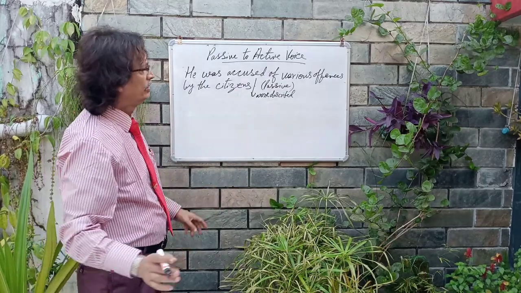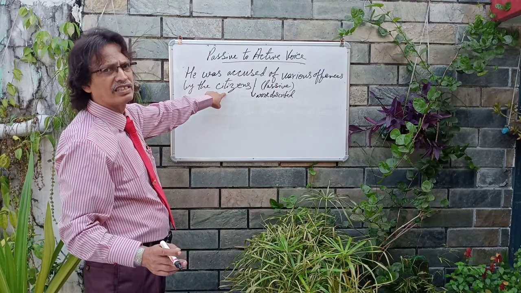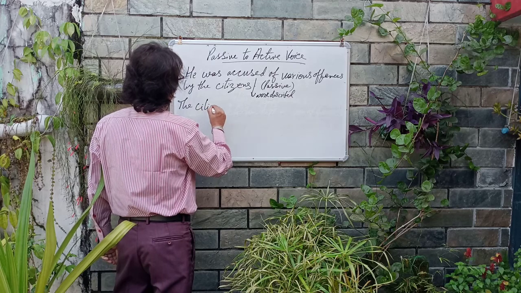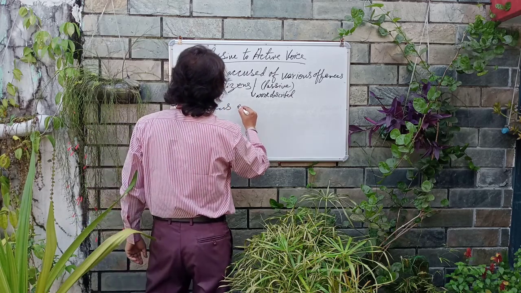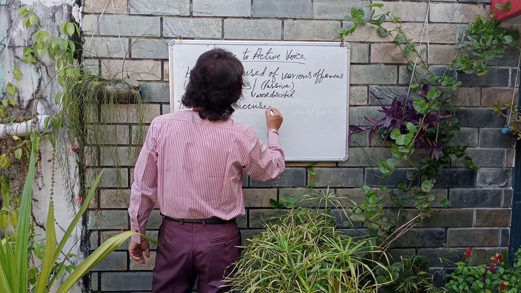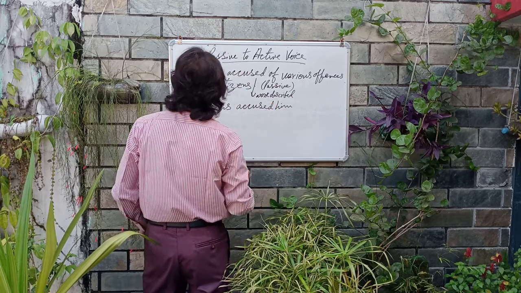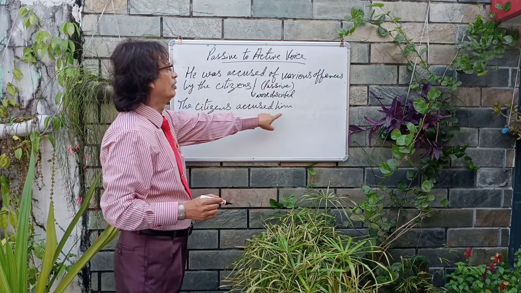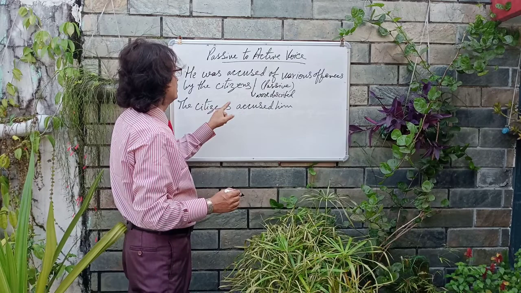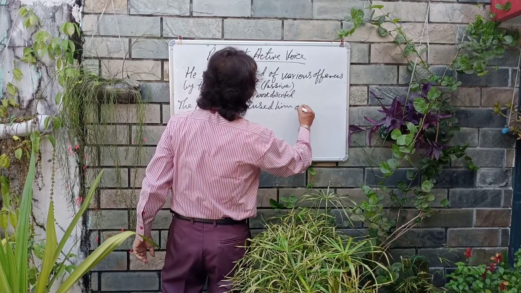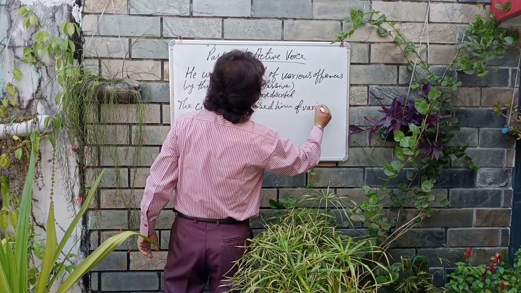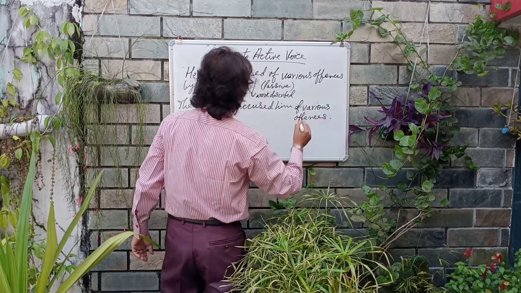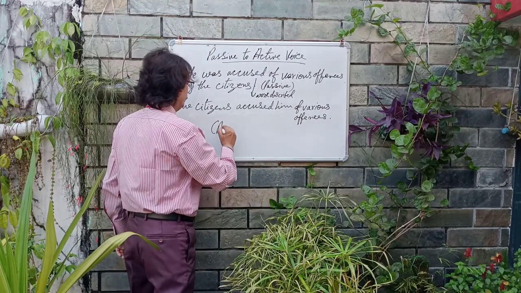Now it has to change. By the citizens, the agent, the citizens will take the place of subject. The citizens accused him. This he, which is in the beginning, nominative case, it will take a place of accusative case. The citizens accused him of various offenses. This becomes active.